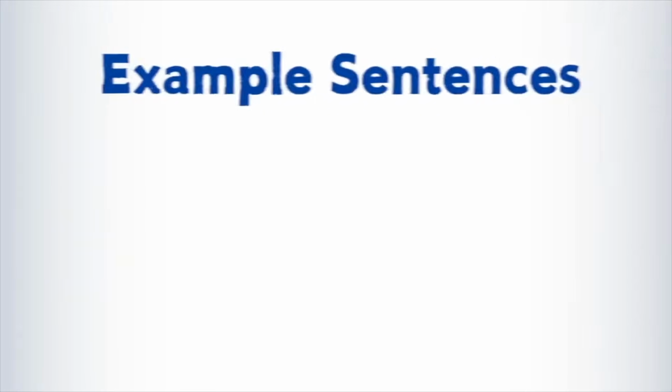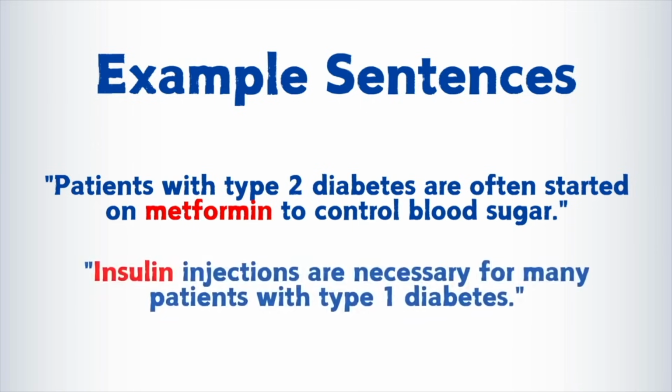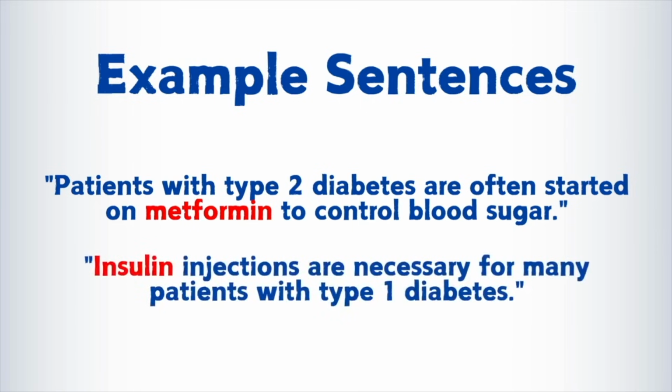Let's take a look at our example sentences. Patients with type 2 diabetes are often started on metformin to control blood sugar. Insulin injections are necessary for many patients with type 1 diabetes.